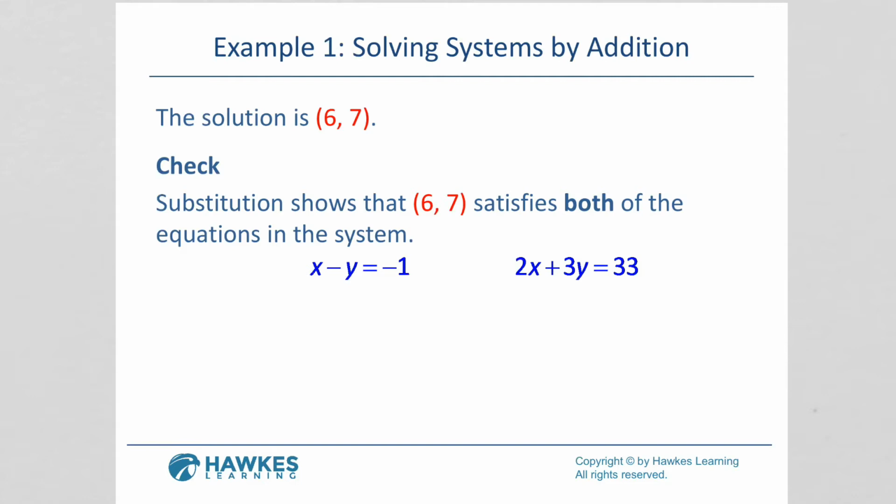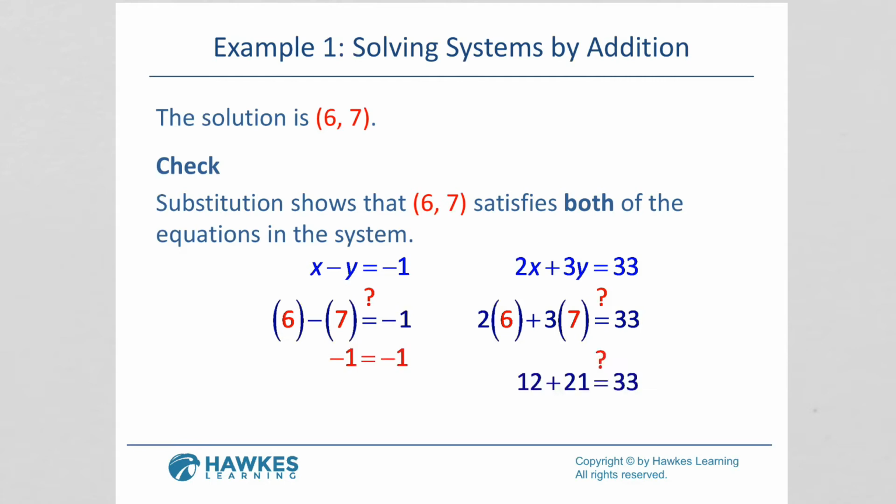x minus y equals -1, 2x plus 3y equals 33. So plugging in the 6 and the 7 on the left, does 6 minus 7 equal -1? And on the right, does 2 times 6 plus 3 times 7 equal 33? On the left, I get -1 equals -1. On the right, once I multiply, I have 12 plus 21. Does that equal 33? Yes, it does. So it checked in both.